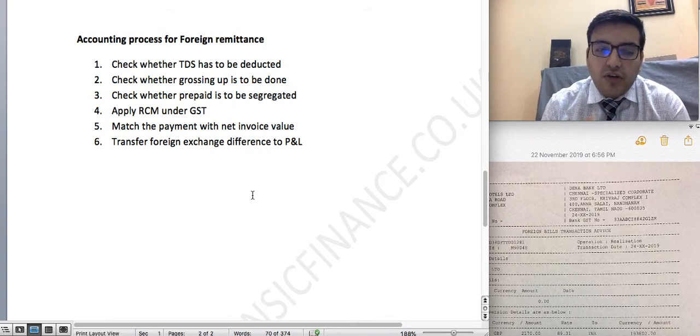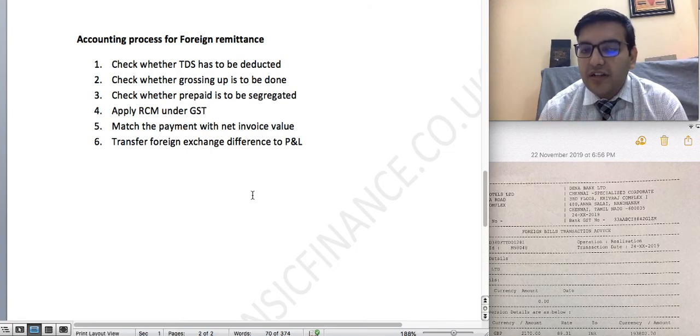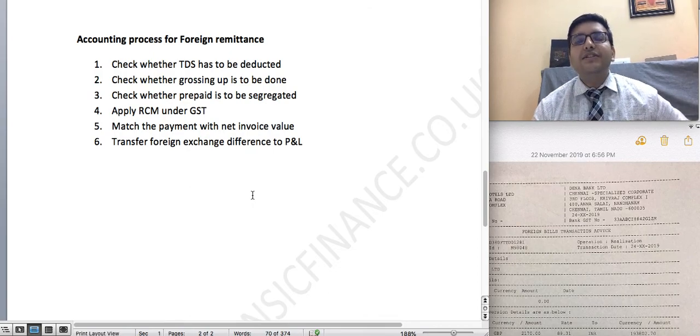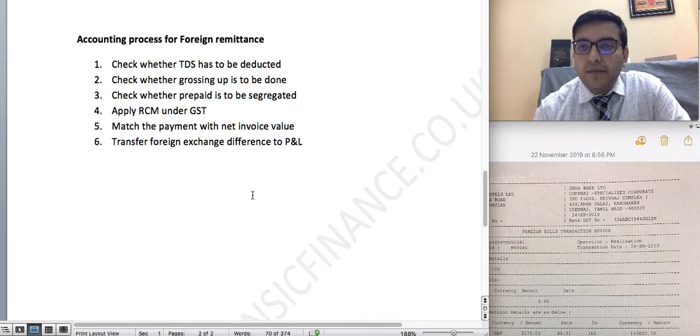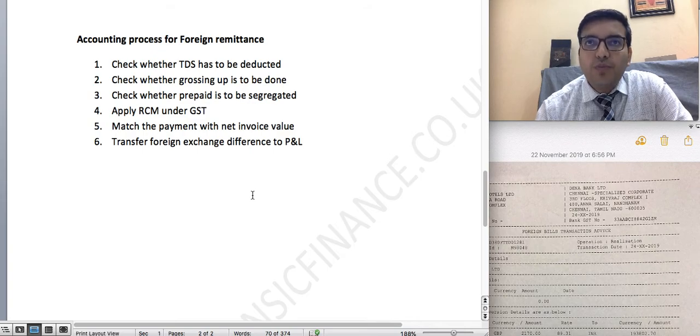So first of all, you have to go and check form 15 CB and see whether there is TDS to be deducted or not. Number two, you have to see whether grossing up needs to be done. Now, what is grossing up? See, grossing up means, supposing there is a foreign company, let's say Facebook, they want $5,000 for creating ads for you, or spreading ads for you.